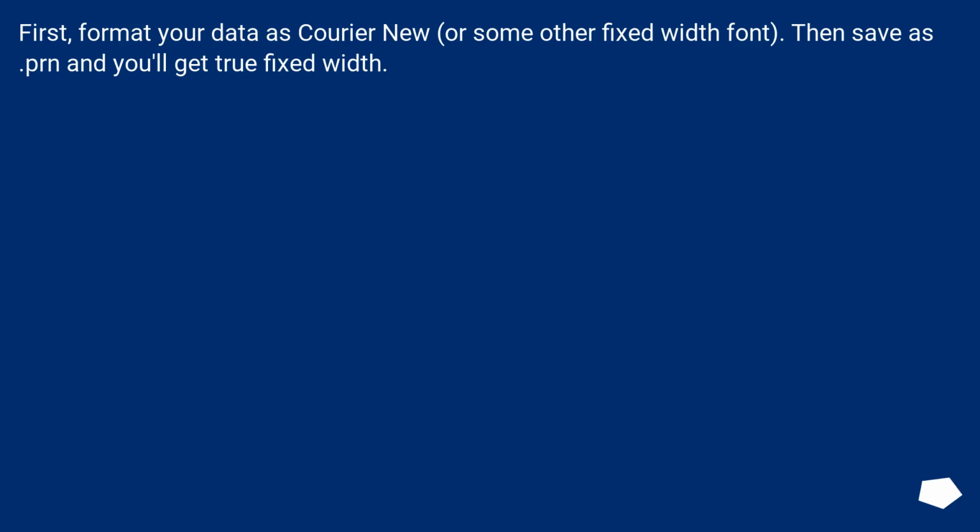First, format your data as Courier New, or some other fixed width font. Then Save As .PRN, and you'll get true fixed width.